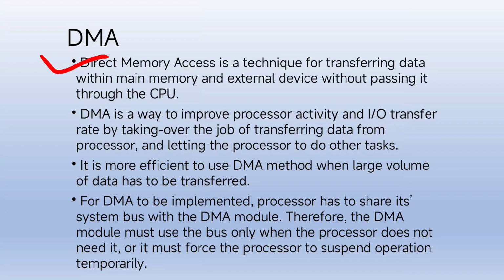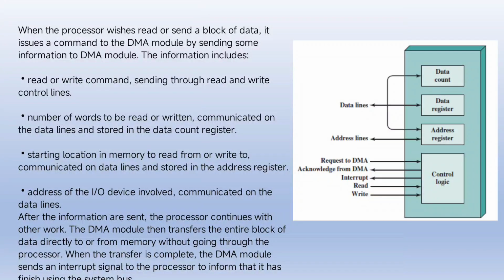For DMA to be implemented, the processor has to share its system bus with the DMA module. Therefore, a DMA module can use the bus only when the processor does not need it, or it must force the processor to suspend the operation temporarily.